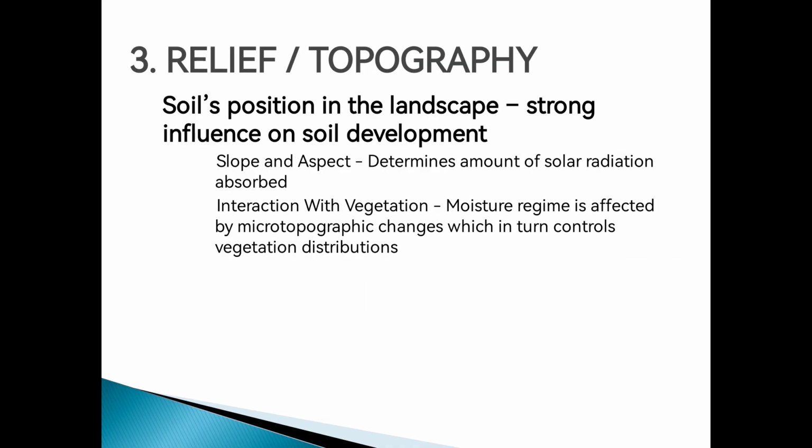Now, we'll go to the third factor, which is relief or topography. So, we discussed already the effect of climate for the CLORPT. So, we have the climate, living organisms, and now we have the relief. So, this is the soil's position in the landscape, which has a very strong influence on soil development. So, the sloping aspect determines the amount of solar radiation absorbed, and it has an interaction with vegetation. The moisture regime is affected by micro-topographic changes, which in turn controls vegetation distribution.